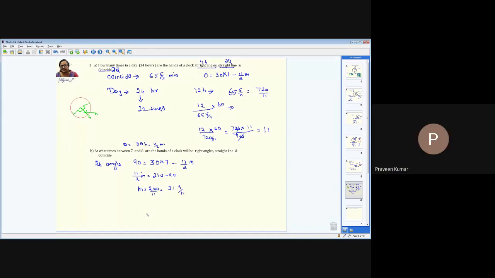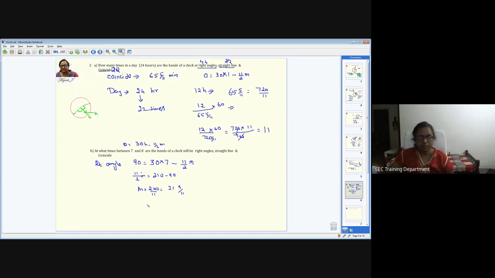For a clock, you have to be very clear. You can't just put it approximately with decimal points. You have to put it in a proper way. So it's 21 and 9 by 11 minutes. You can also imagine that. You can just draw this and find out how you're going to get this.